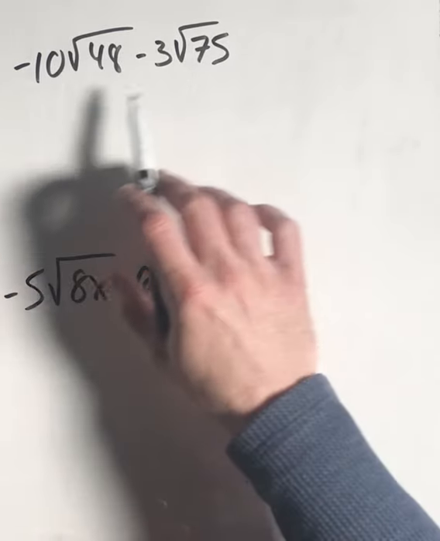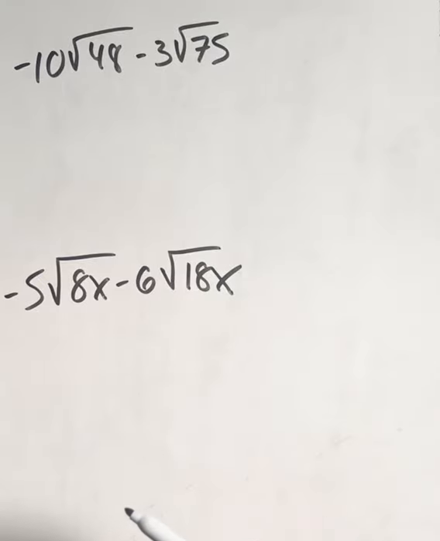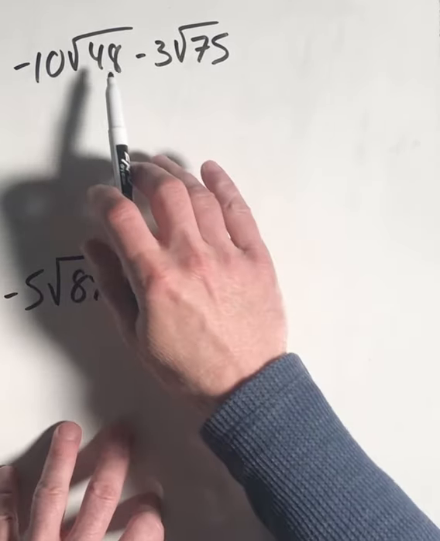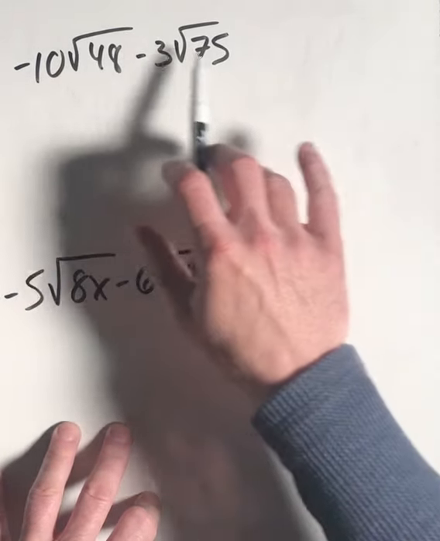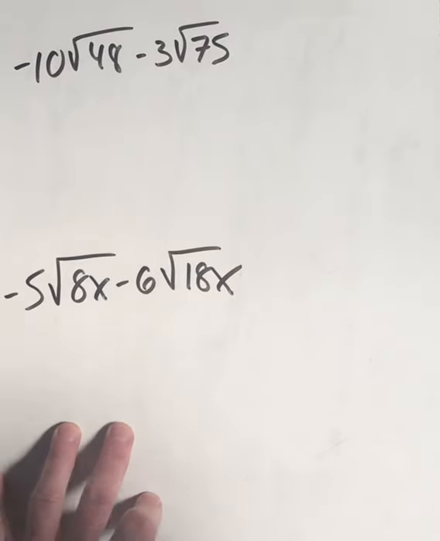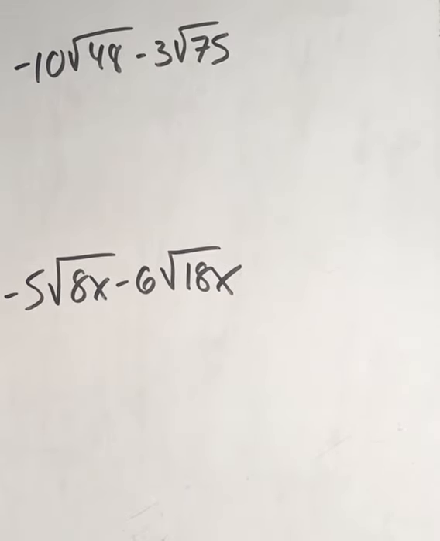To subtract radicals with different radicands, they both need to be simplified first. We are looking at the square root of 48 and the square root of 75. So if you could find some common factor in them, that would be great, and then that could help lead you there.